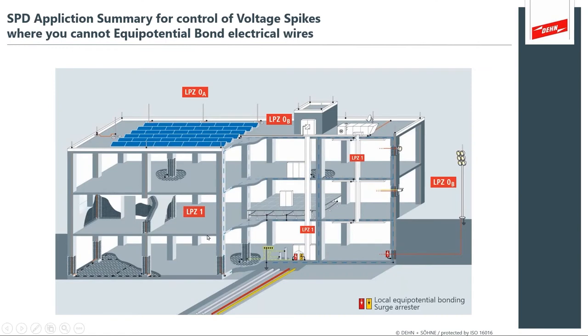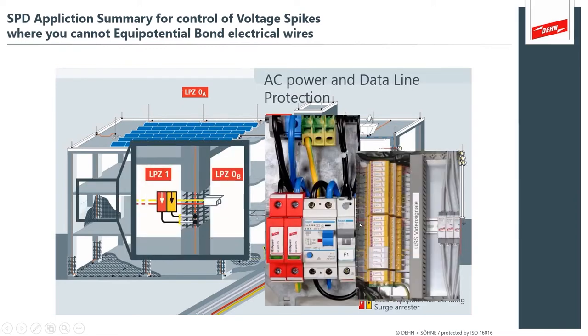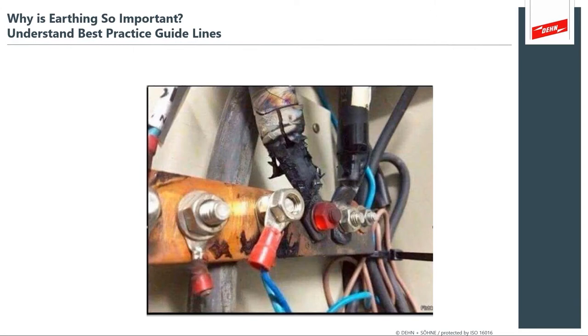So in summary, what we're trying to do with the surge protection device is to provide equipotential bonding for your electrical circuits at the point of use so that you have a truly bonded system that contributes to the zones of protection. And that leads us to earthing. And why is this so important?